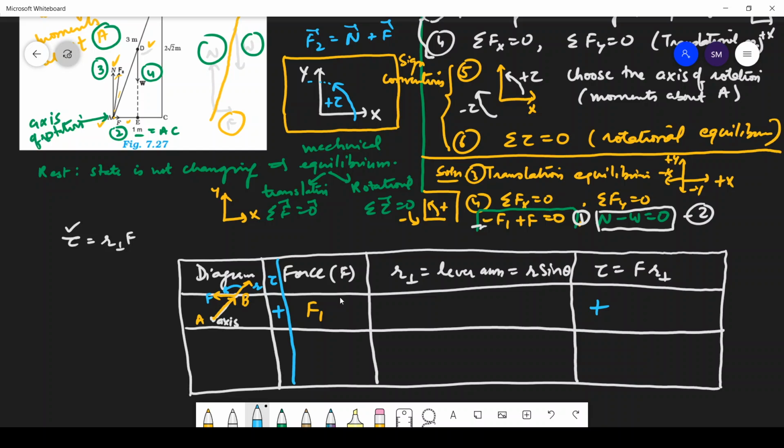Now the force which is applied over here is F1, so this is what we need to find. What is the perpendicular distance between the line of action and the axis? See, this is your line of action, and this is your axis. So this is the perpendicular distance.